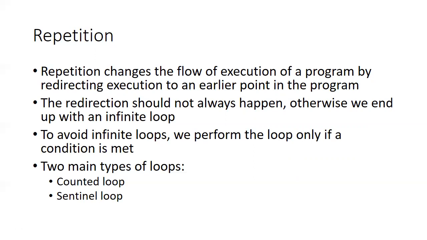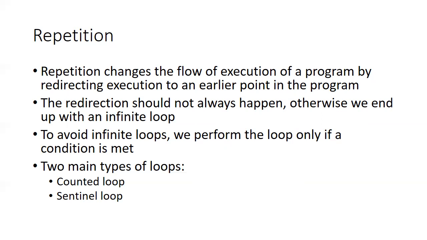So we set it to its initial value. Usually we start with a 0 or a 1, and then we add to it every time we go through the loop. And when we get to a certain value, we say we've done it enough times. So it's a value that we have decided on before we get into the loop.